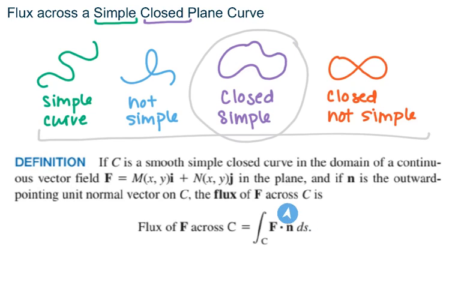Now, this formula does not account for direction, because a key part of this definition is that this n vector needs to be pointing outward. And depending on the direction in which you traverse or travel along your path C, that n vector could point inside your closed simple loop versus pointing outward. We need it to be pointing outward.